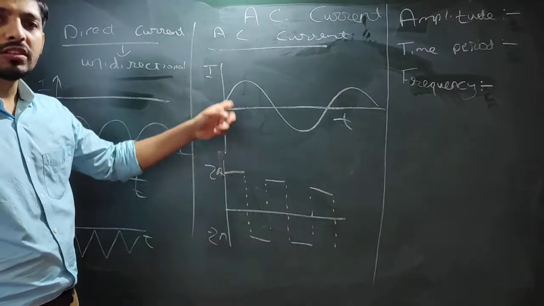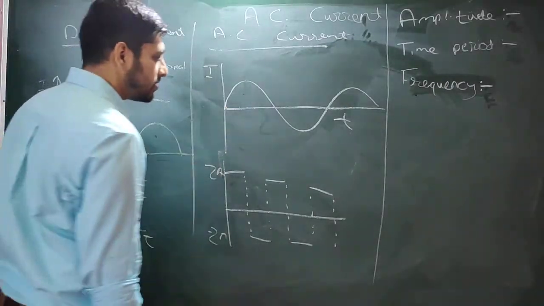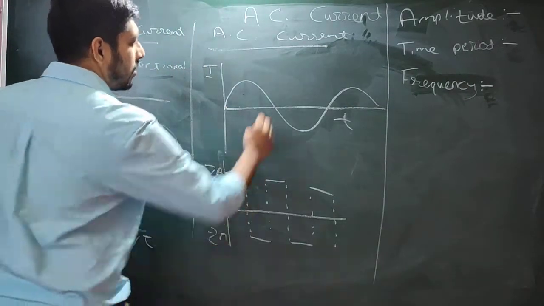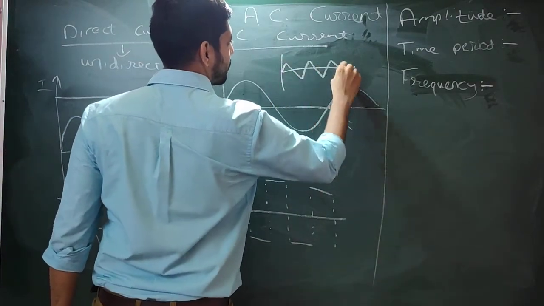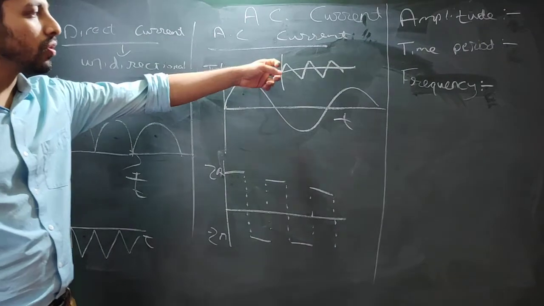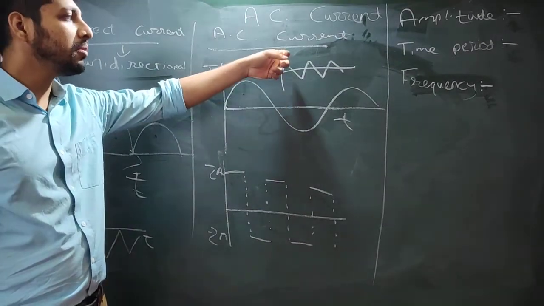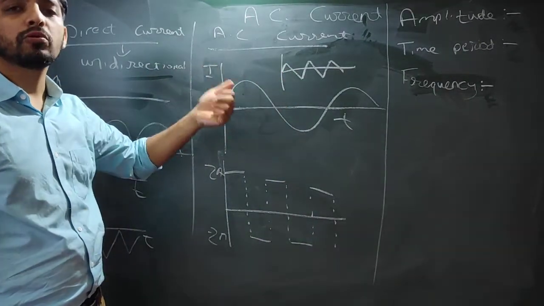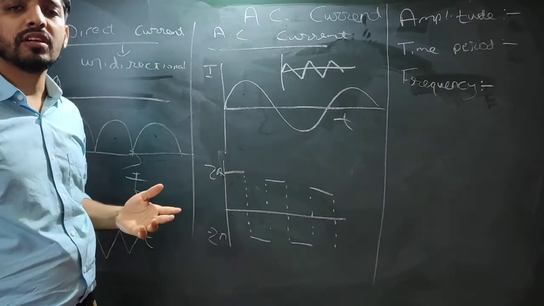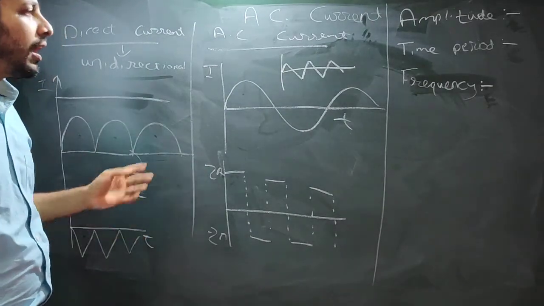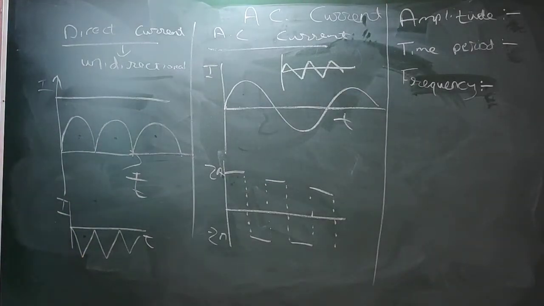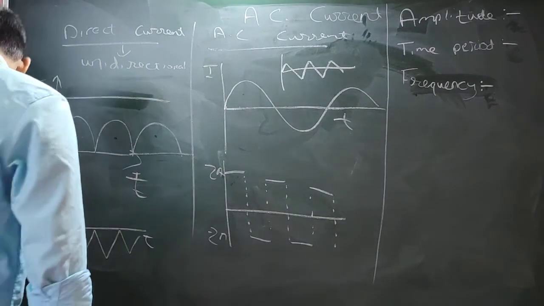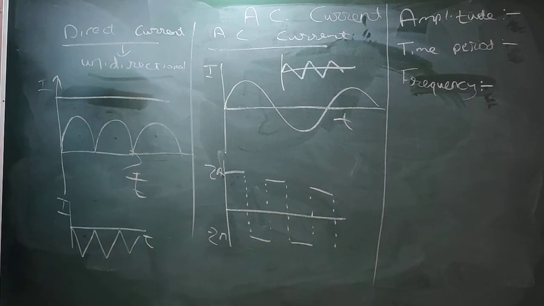Here direction also changes and magnitude also changes. If we draw another graph, we may draw it like this also. Alternating current always changes its direction. Once it will be positive, then it will be negative, again positive, and continuously it will change the direction. I hope this much is very clear to you. You can pause the video and copy it.